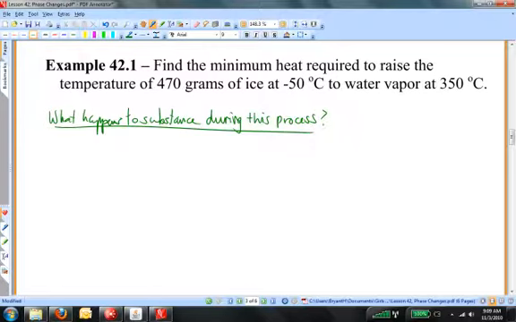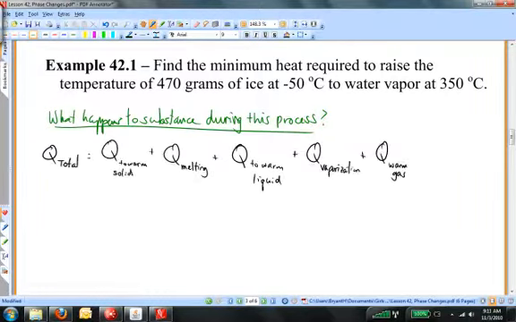Then that liquid is going to stand at 100 degrees C until I have changed all of the liquid into a gas. So there's going to be another phase transition that occurs. Once I've got all that mass changed into a gas, then I've got to heat up the water in the gas form until it's up to 350 degrees C. So I have to account for all of that heat during this process. In this process, I've got 5 different heats that I need to account for.